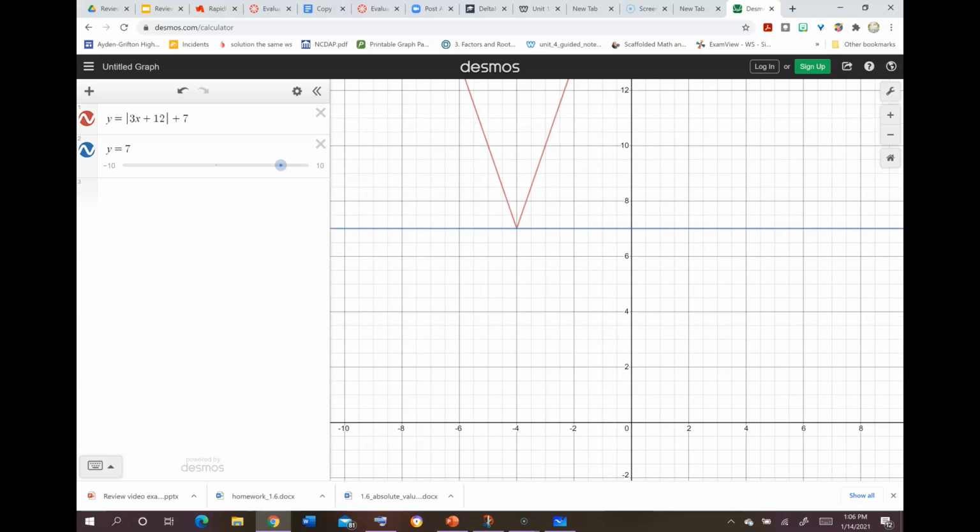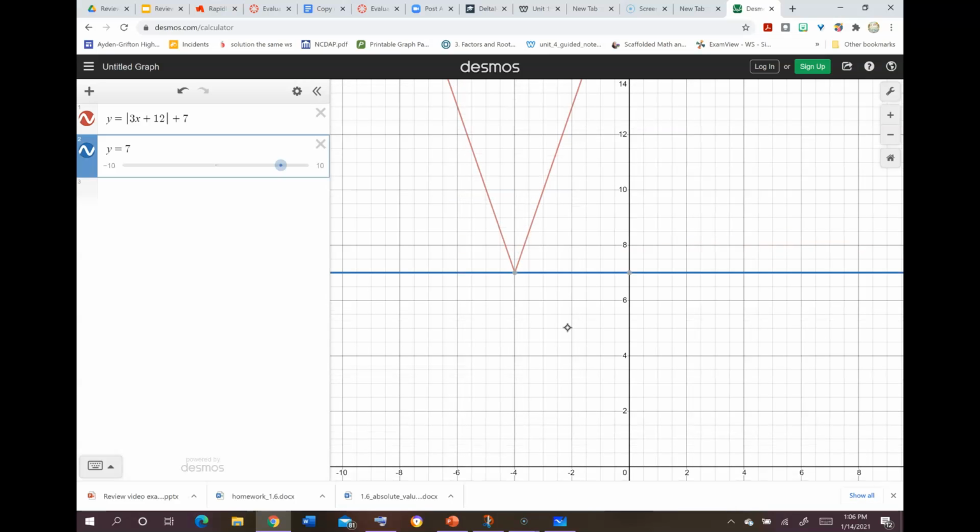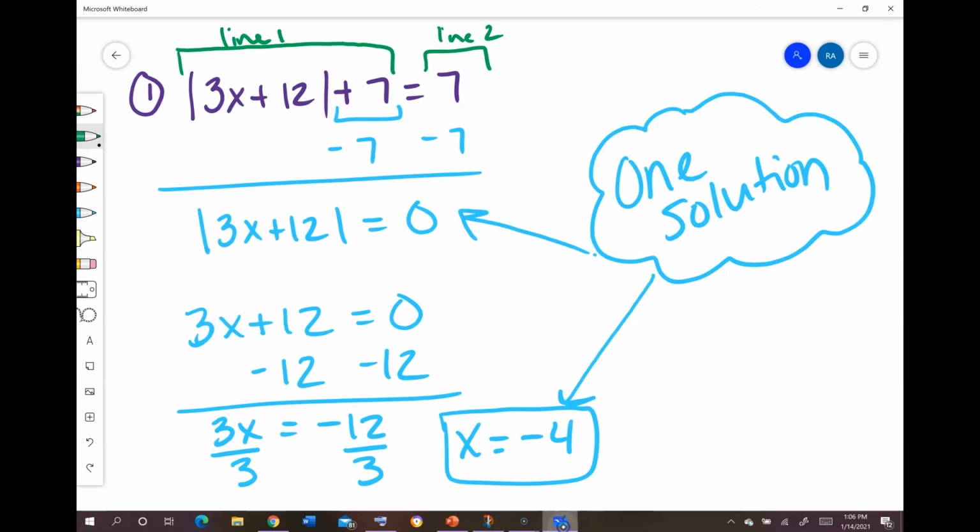Okay, so you're going to go to where these intersect, which is right here, and look at what your x value is. My x value is negative 4. Isn't that exactly what we got when we solved it by hand? Negative 4. So, those of you that are struggling, this is a great way to check your work.